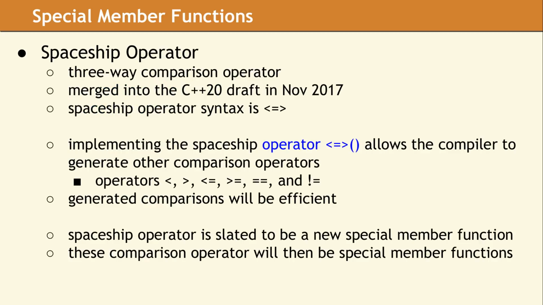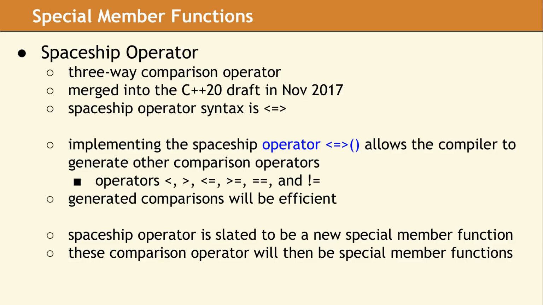There is a new operator being added to the language in C++20. While many of the details are still being worked out, it looks like, as of C++20, there will be a new special member function called the spaceship operator. The 6 existing relational comparison operators will all become special member functions that the compiler can generate for you, given that you have added an implementation of the spaceship operator in your class.